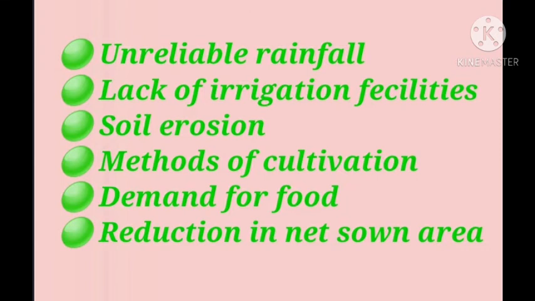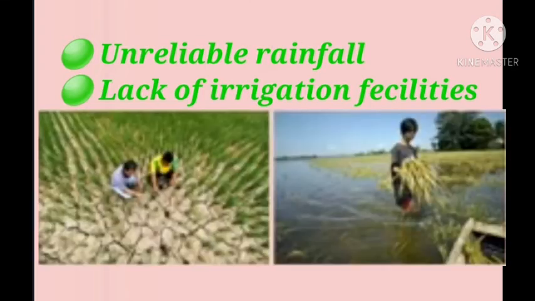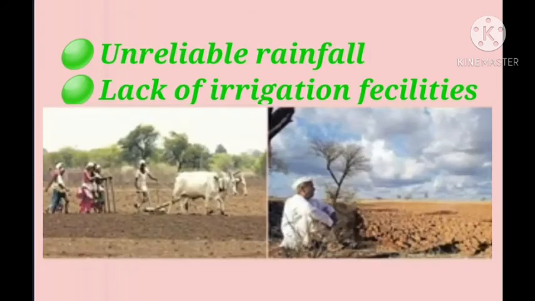The second point we can read with the first one itself, because our dependency on monsoon rainfall is due to the lack of irrigation facilities. India has a large number of rivers, but we don't have modern methods of irrigation. Because of that, farmers depend on the unreliable rainfall, and sometimes heavy rainfall leads to floods, and low rainfall leads to drought conditions. Both lead to low productivity in the agricultural sector.